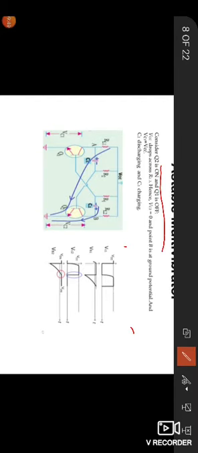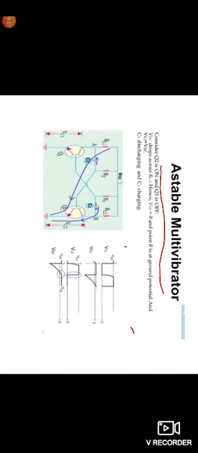In the second case of the astable multivibrator, consider that Q2 is in the on condition and Q1 is in the off condition. Here Q2 is on, which means it acts as a closed switch, and Q1 acts as an open switch. Here the output voltage is applied from VCC through the resistor to point A. Here Q1 is in the off state, so the current will not move towards the transistor Q1.